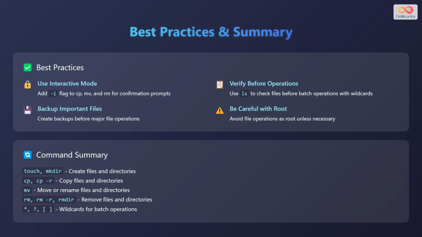Here's a command summary. touch and mkdir are used to create files and directories. cp and cp -r are used to copy files and directories. mv is used to move or rename files and directories. rm, rmdir, and rm -r are used to remove files and directories. The characters asterisk, question mark, and brackets are wildcards for batch operations.